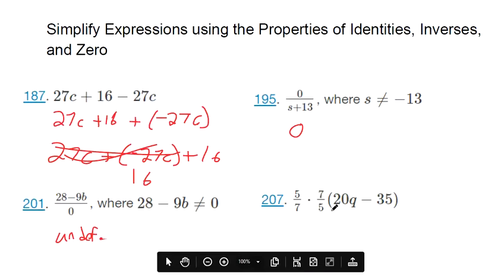And then here, I guess this is kind of the inverse property of multiplication. 5 over 7 times 7 over 5, they're reciprocals, so they make just 1. And so if you have 1 in front of a parentheses, as long as it's not -1, you can just drop the parentheses. So that's what that one simplifies to be.